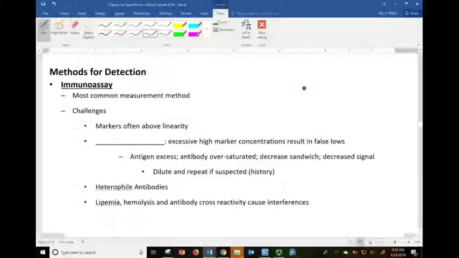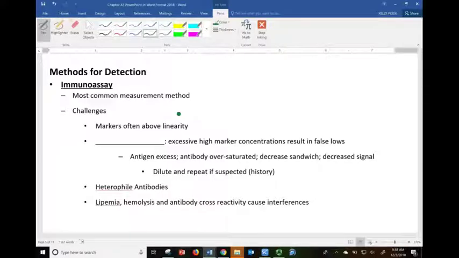Alright, so again, immunoassays are the most common, but there are challenges associated with that. Markers are often above the linearity, meaning that results are outside of the reportable range for the instrument. So a lot of times we're reporting results as greater than this, greater than that. Well, if your manufacturer indicates that you can't dilute a test and then run it again, so you don't have an exact amount, that can be hard when we're trying to monitor a patient. If the results are always above the line, we can't tell if it's increasing or decreasing.